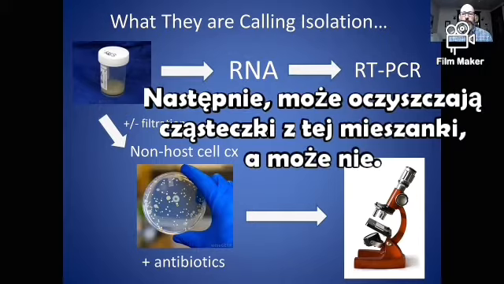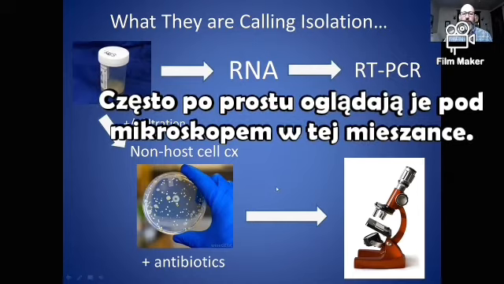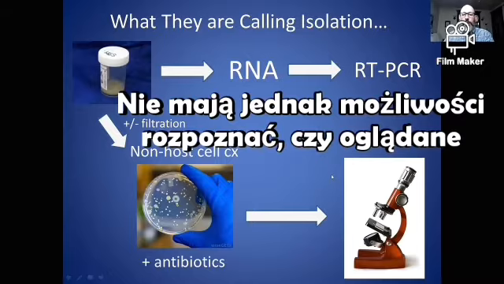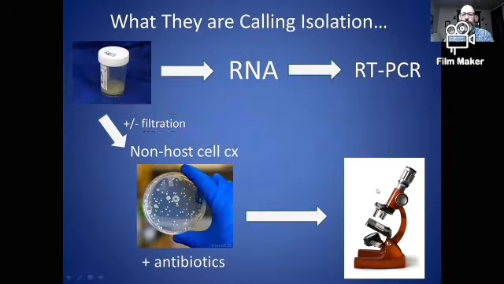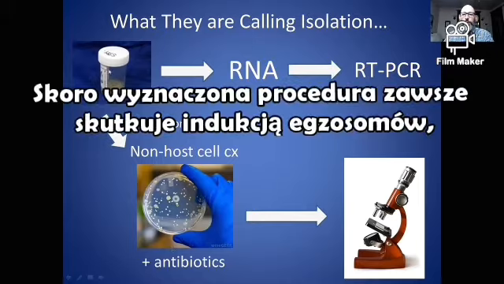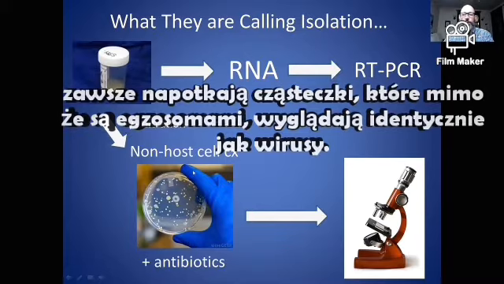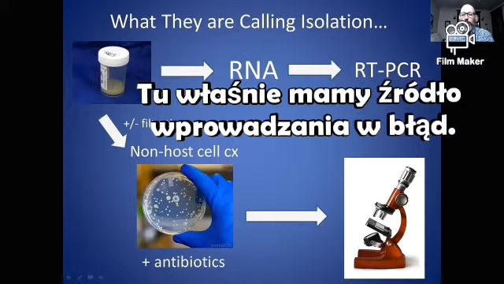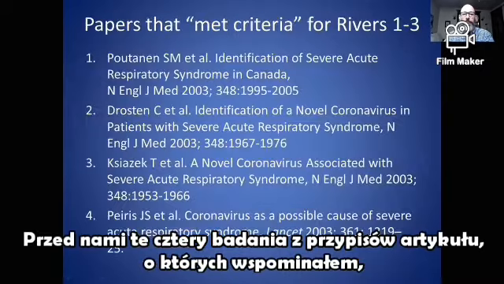So they're basically mixing this bodily fluid with a mixture of cells and antibiotics that's making exosomes. And then what they do is they may or may not purify the particles out of that mixture. They often just keep them mixed with the cells and then look at them under the microscope, and occasionally they purify them. But there is no way to tell if the particles that they have identified after this procedure are from this tissue culture with antibiotics or if they're from this lung fluid. And since they set up a procedure that always results in exosome induction, there are going to be particles that are exosomes in there for sure that look just like viral particles. So I think this is where the major confusion comes to play.